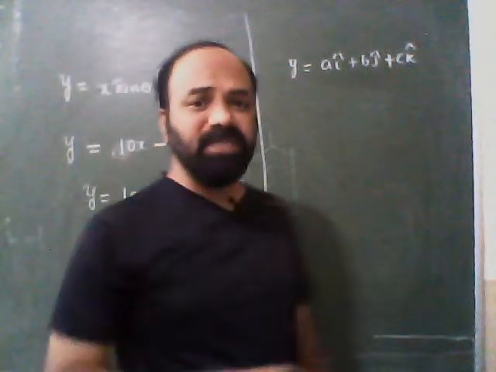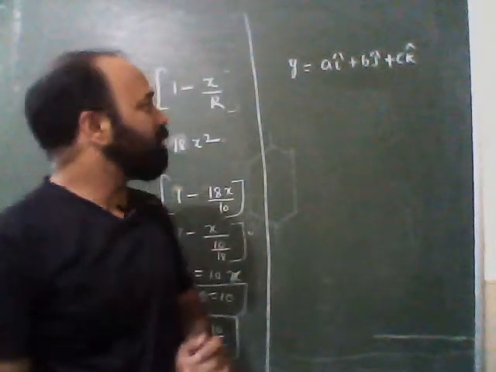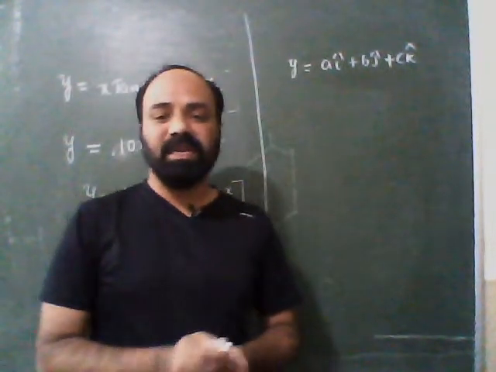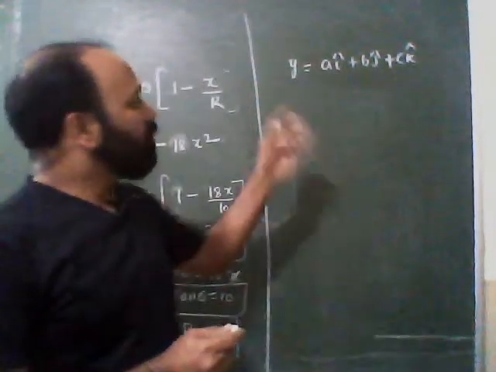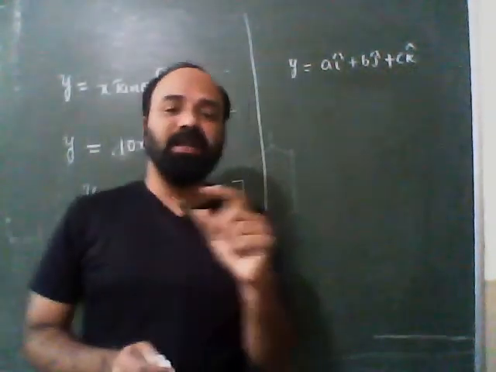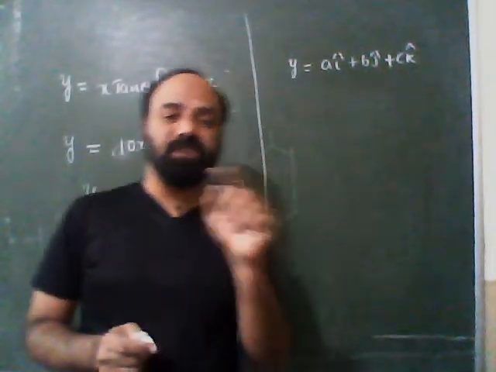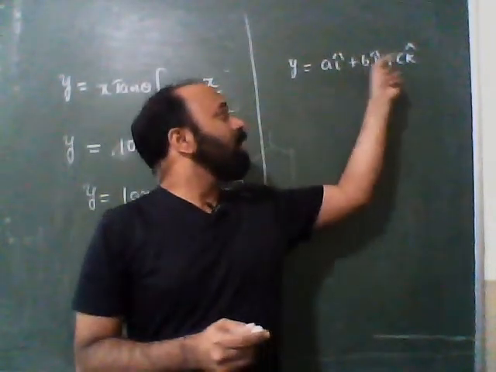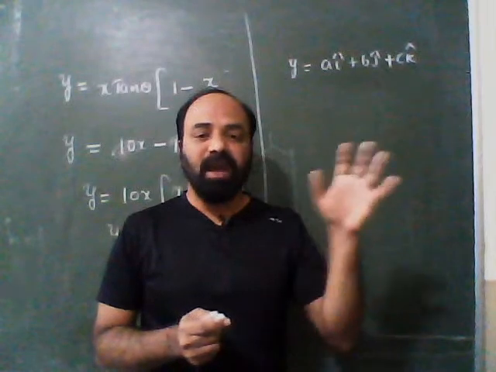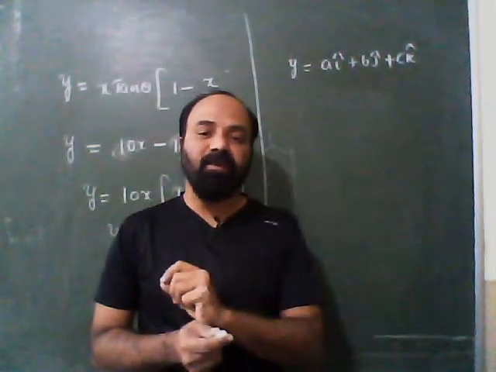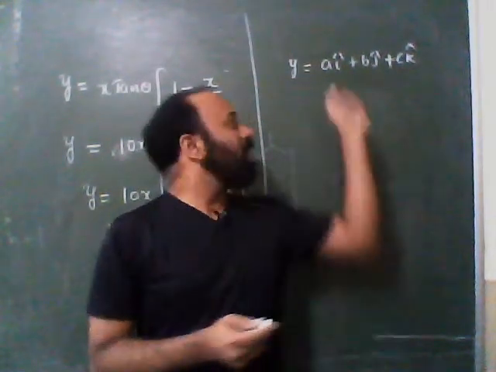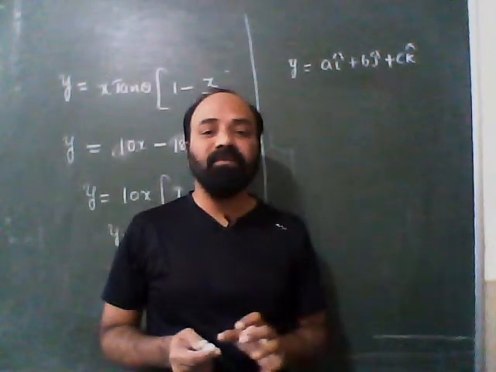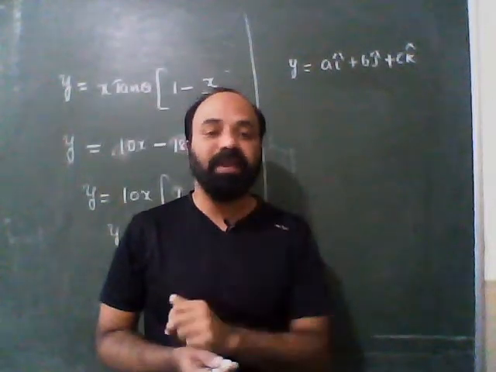ai cap plus bj cap plus ck cap. Sometimes they will give it like this: ai cap plus bj cap plus ck cap. In the previous case we learned only two-dimensional vectors, meaning the horizontal component and the vertical component. But here we have three components: i cap, j cap and k cap. Whenever the problem gives i cap, j cap and k cap, the i cap and j cap are considered as the horizontal components.